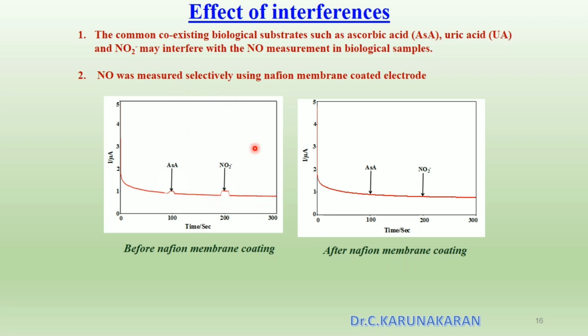Similarly, in our case, we have coated the biosensor electrode with the Nafion membrane. These Nafion membranes are negatively charged. Ascorbate and urate are also negatively charged, so they are not able to pass through the membrane. Therefore, the interferences are eliminated after Nafion membrane coating.